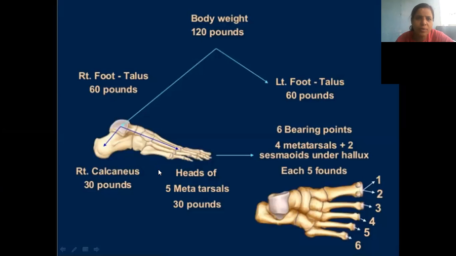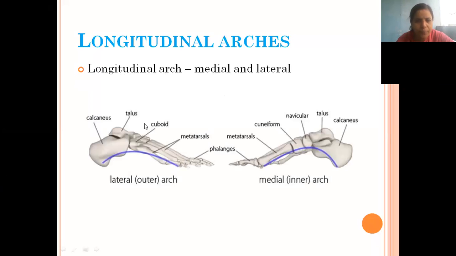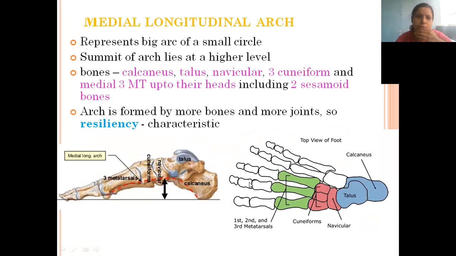Now see here, all these are not required, beta. So what are the various arches we have? We have two longitudinal arches, one medial and one lateral, and we have two transverse arches. From the great toe, the big toe, whatever arch is there on the medial side, you call it the medial longitudinal arch. From the lateral side, whatever arch is there, that is the lateral longitudinal arch.